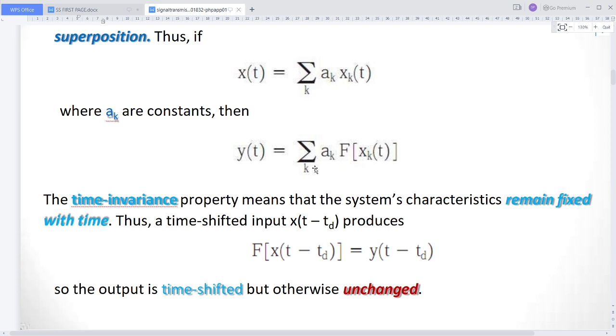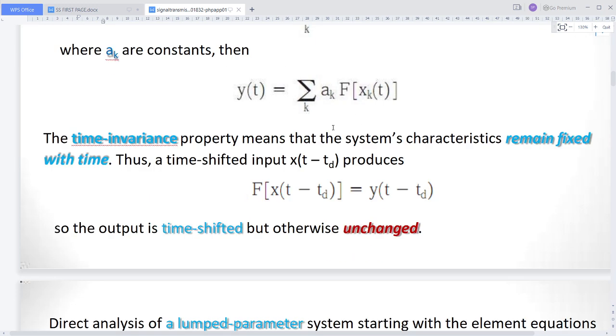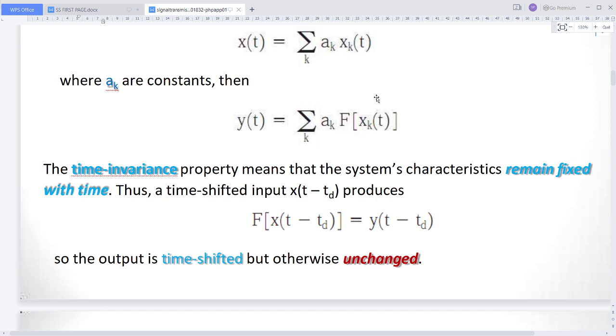K equals 0 to infinity, or k equals minus infinity to plus infinity, a_k. Then this is y of t, right? How can we get the y of t? By applying the transfer function on the x of t. X of t is nothing but this, so that we can get y of t. This is called linearity.